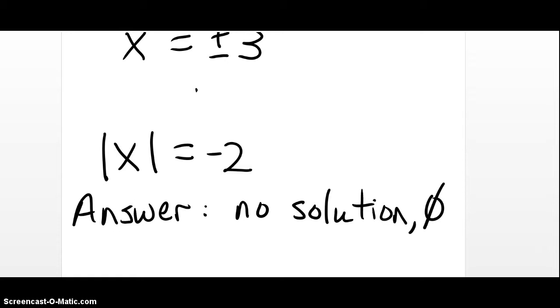The absolute value of negative 7 is positive 7. The absolute value of 5 is positive 5. The absolute value of 0 is 0. So there is no number where the absolute value is going to be negative.